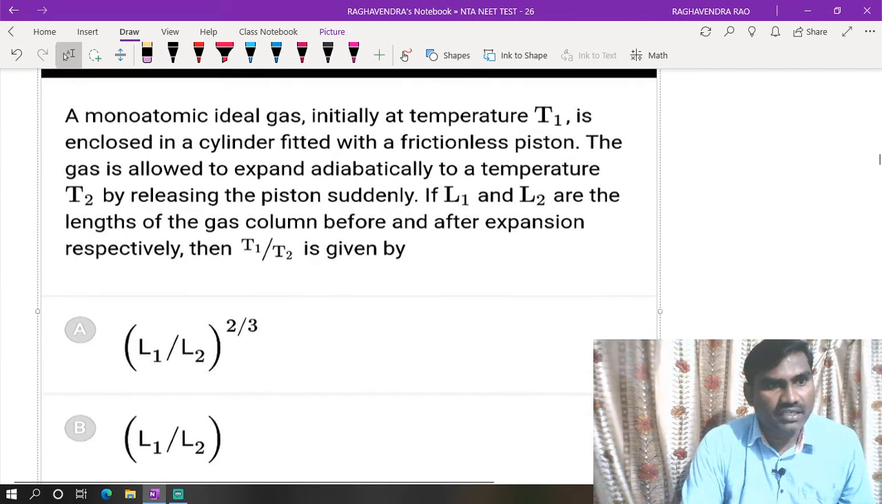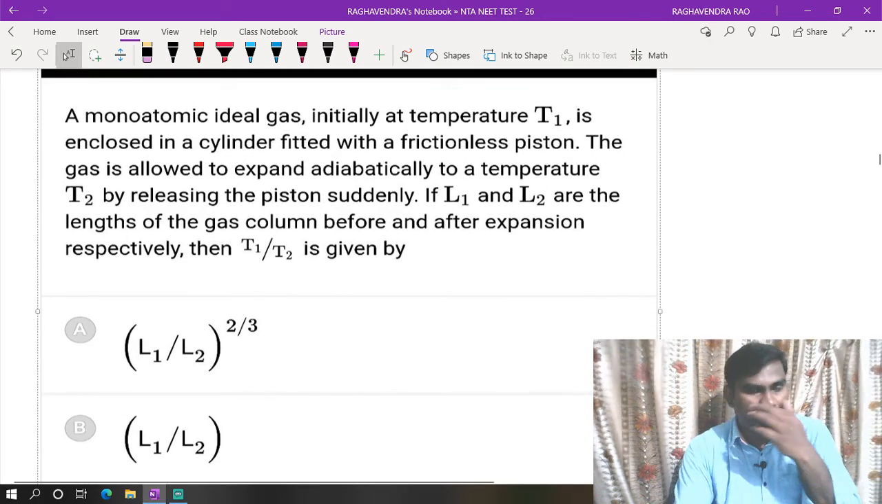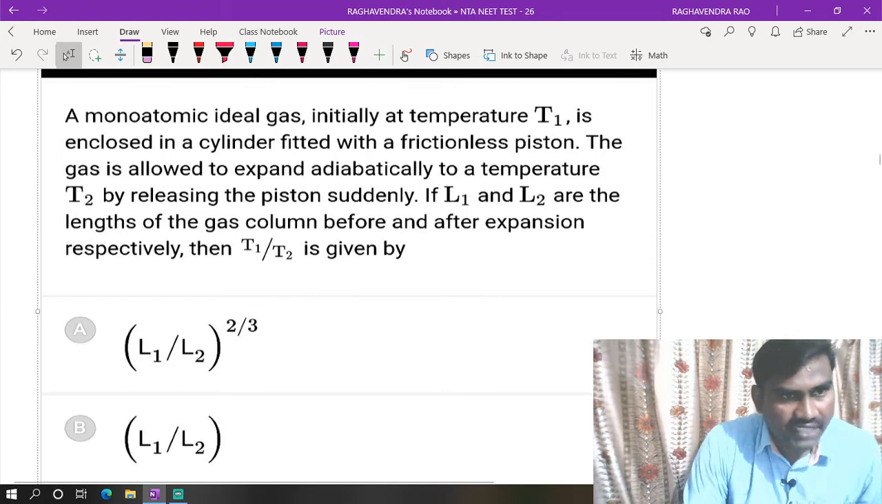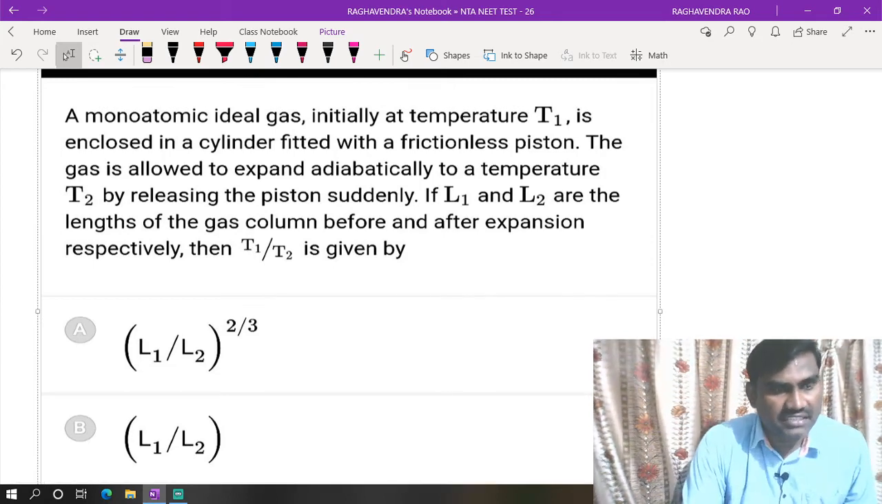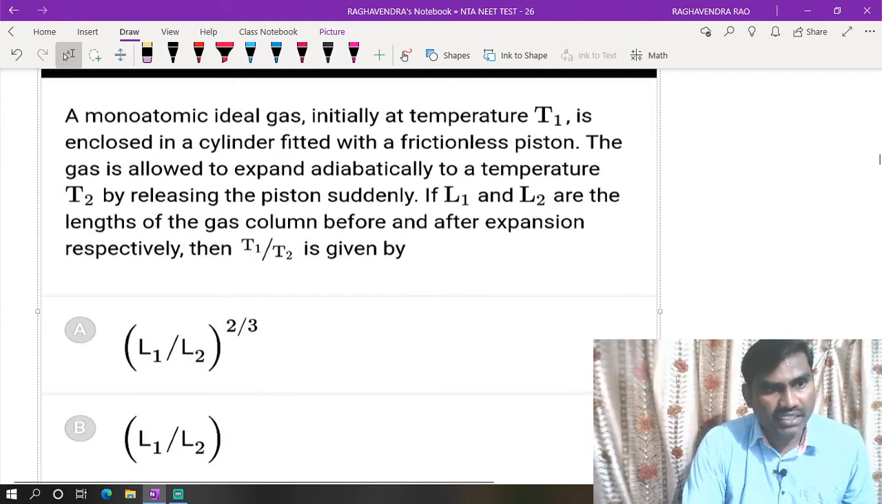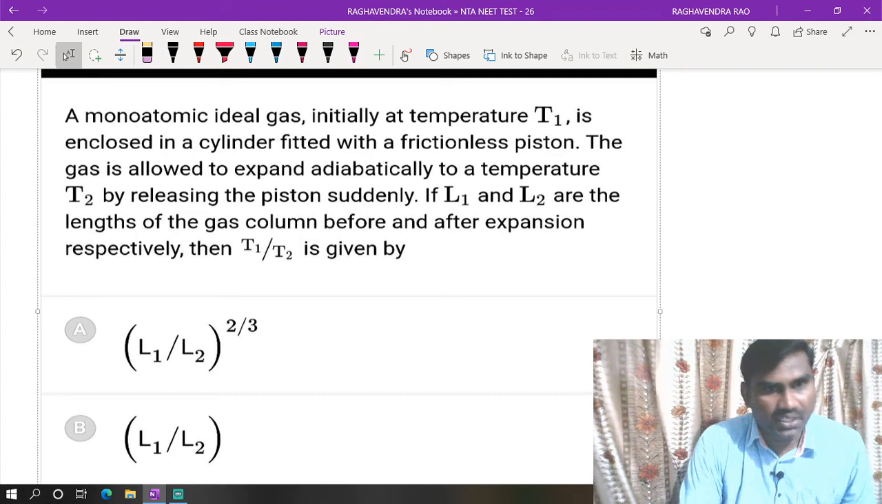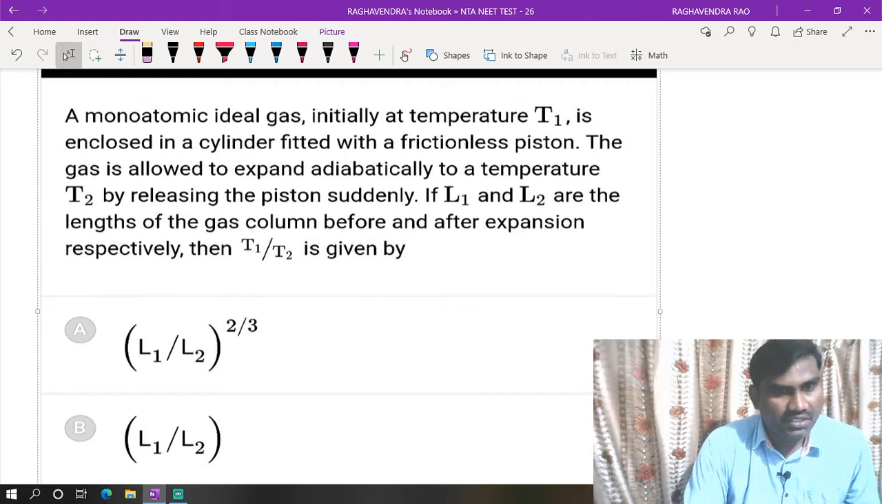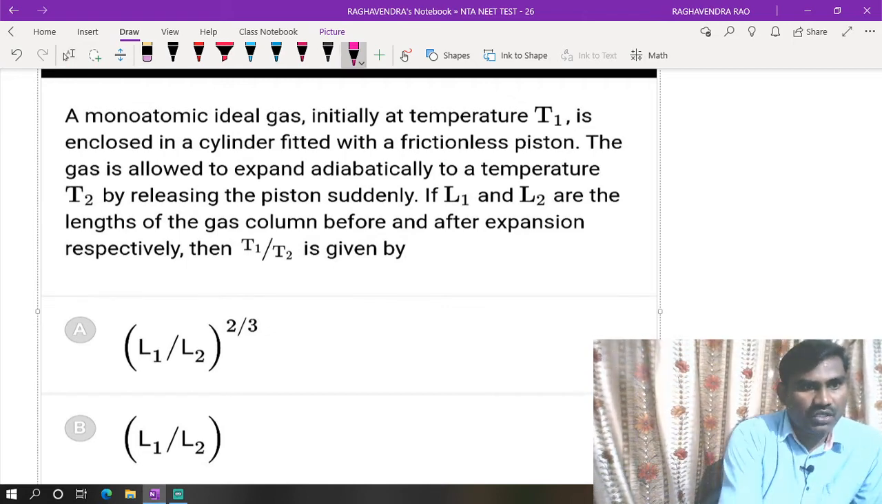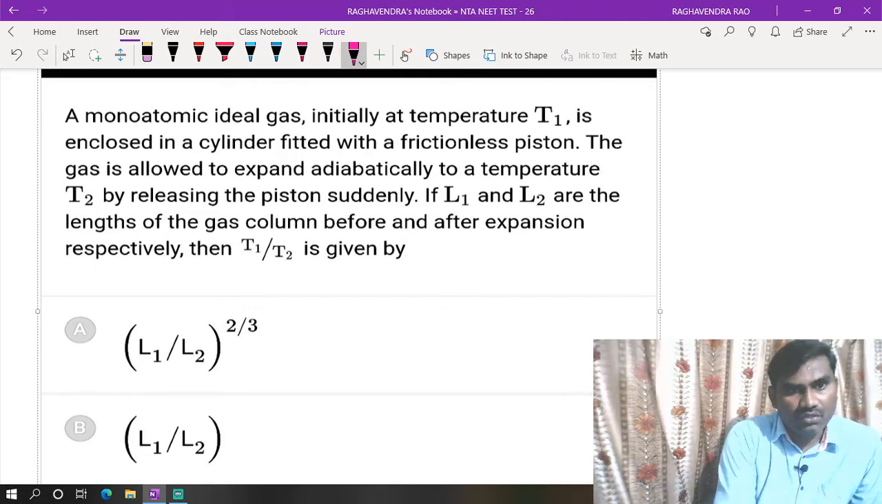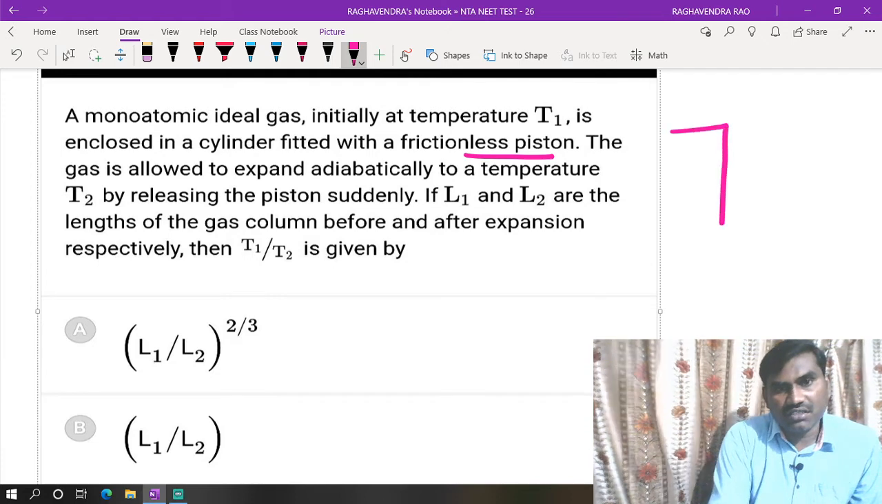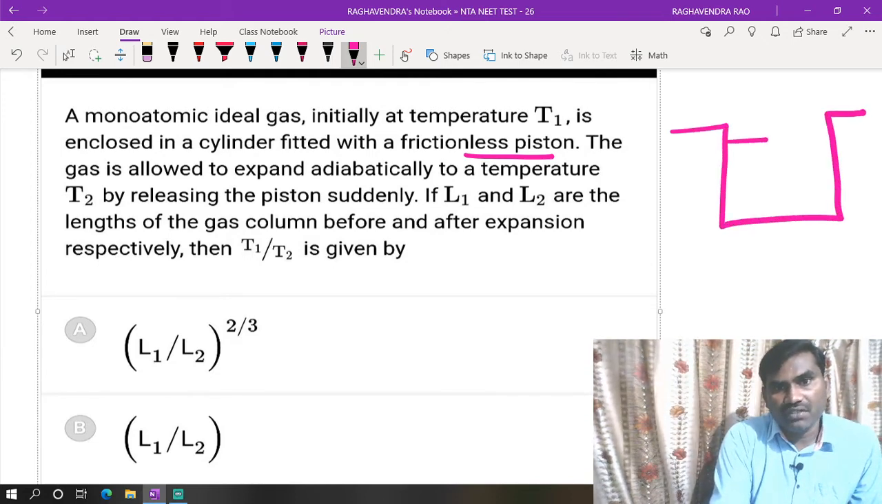A monoatomic ideal gas, initially at a temperature T1, is enclosed in a cylinder fitted with a frictionless piston. The gas is allowed to expand adiabatically to a temperature T2 by releasing the piston suddenly. If L1 and L2 are the lengths of the gas column before and after expansion, then T1 by T2 is? Here they are saying the monoatomic ideal gas at initial temperature T1 is enclosed in a cylinder, with a frictionless piston. Now we can take this as a cylinder.